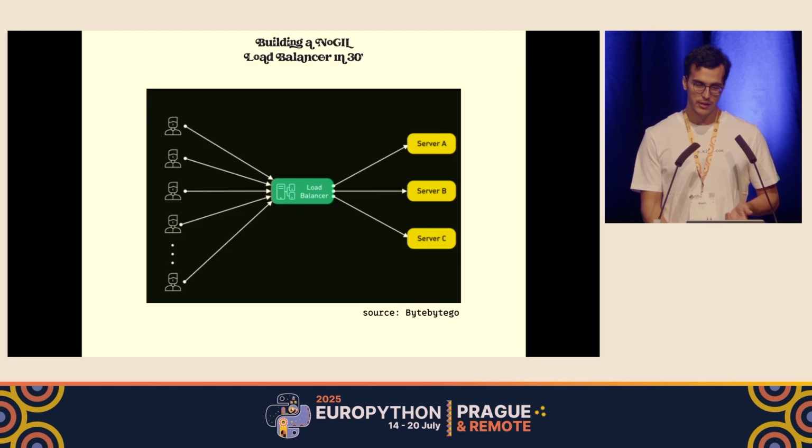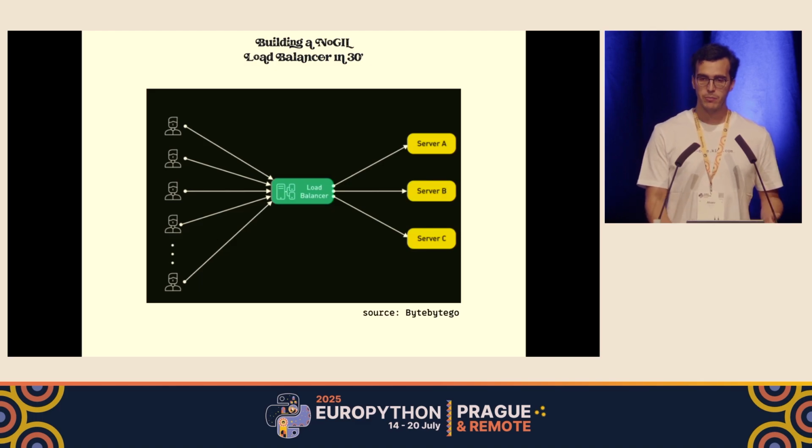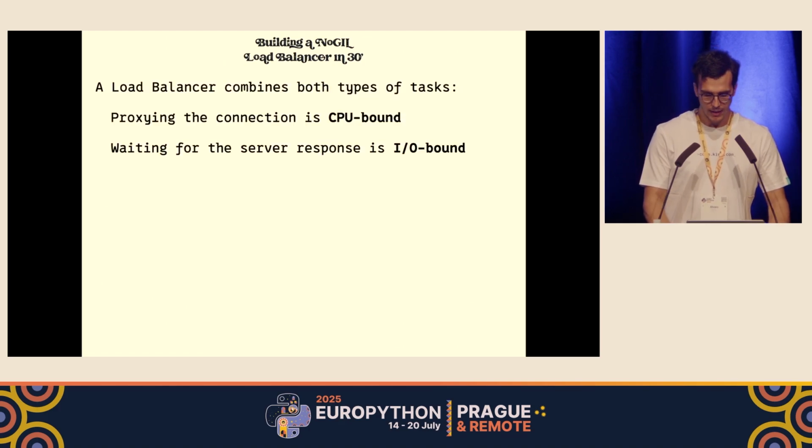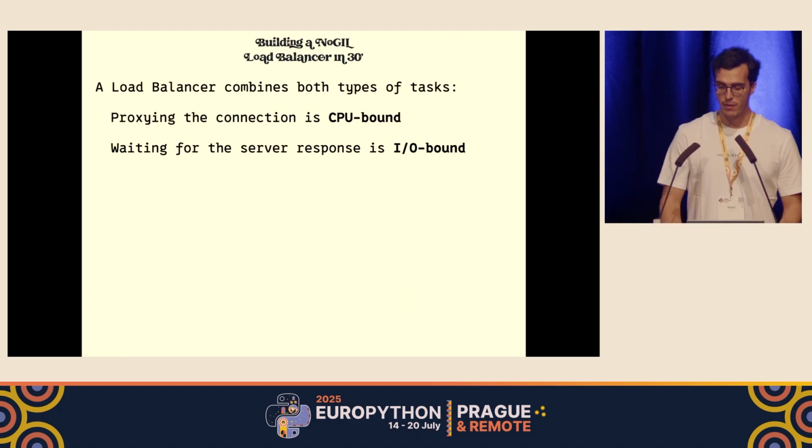And to see what this interplay between one or the other is, we're going to build a load balancer. A load balancer is just a server that is meant to be the entry point for most servers that are sitting in the background. It's meant to balance the load that we get from too many requests and allocate them to the different servers more appropriately, making web services more scalable. The good thing about load balancers is that they combine both types of tasks. On the one hand, you have proxying the connection, which is the CPU-bound task, and the other one is waiting for the server response to be proxied to the client, which is an I/O-bound task.